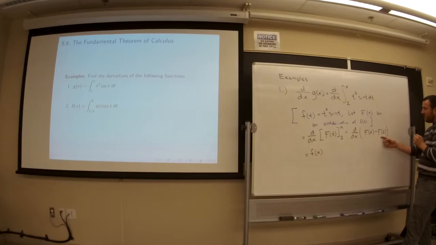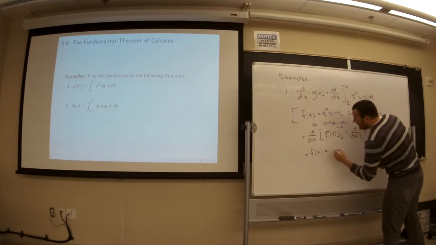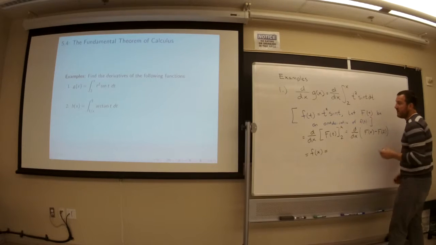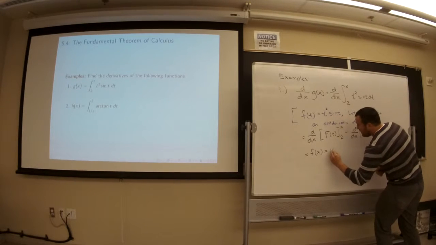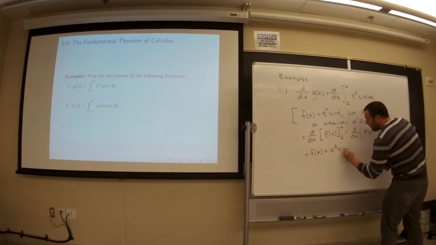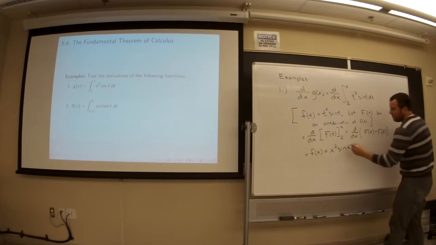And then the derivative of capital F of 2, well, that's just a constant, so that's not going to give us anything. So we'll end up getting just little f of x out, which would just be f of t with x plugged in instead of t. So that t ends up being kind of a dummy variable, and we end up getting x squared sine of x as the result.